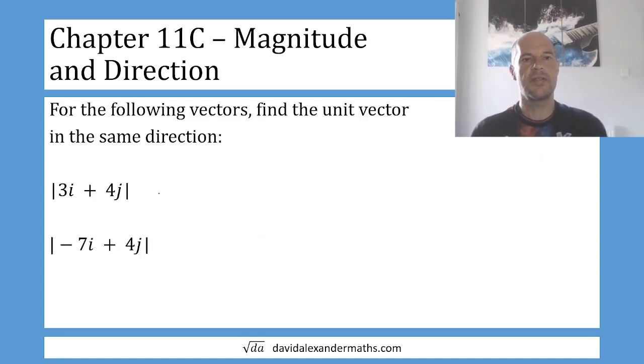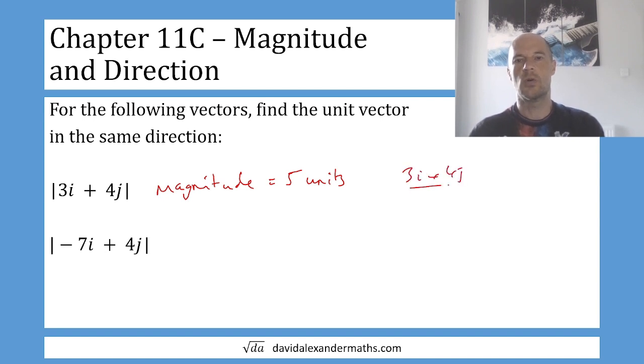Okay, so we know from the previous examples that the magnitude of the vector 3i plus 4j was 5 units. So if 3i plus 4j is 5 units, then 1 unit, which is the unit vector, is just this divided by 5. So it would be 3i plus 4j all over 5, or you could just write that as 3/5 i plus 4/5 j, or you could write it as 1/5 of 3i plus 4j. Many ways you could write it.